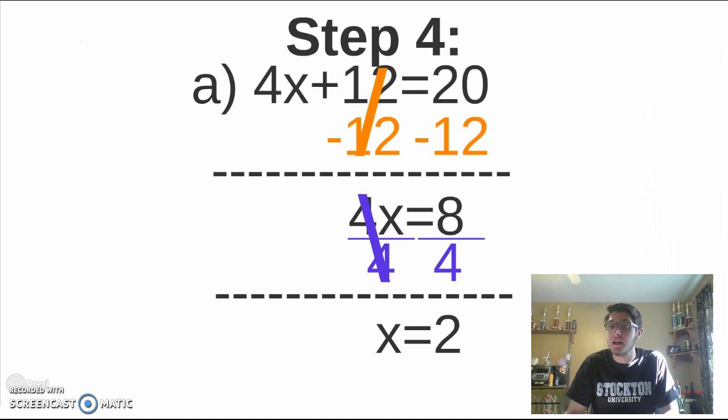Now you're going to plug that back in and check it again. So you're going to have 4 times 2 plus 12 equals 20. Does that work? 4 times 2 is 8 plus 12. What is that? 20. Exactly. So 4 times 2 plus 12 does indeed equal 20. Therefore, 2 is x. Good job, guys.